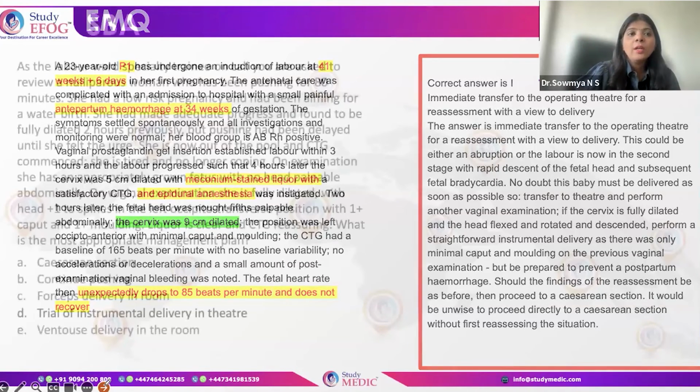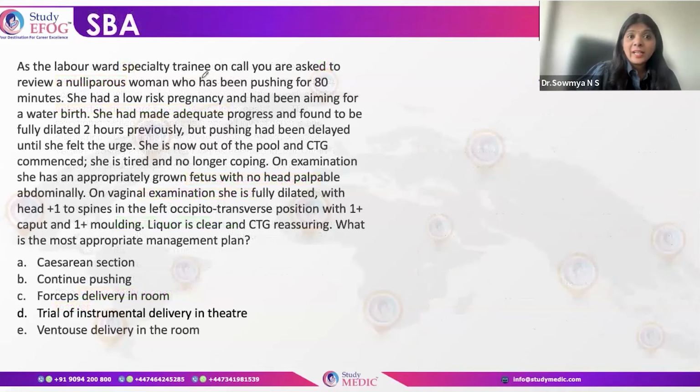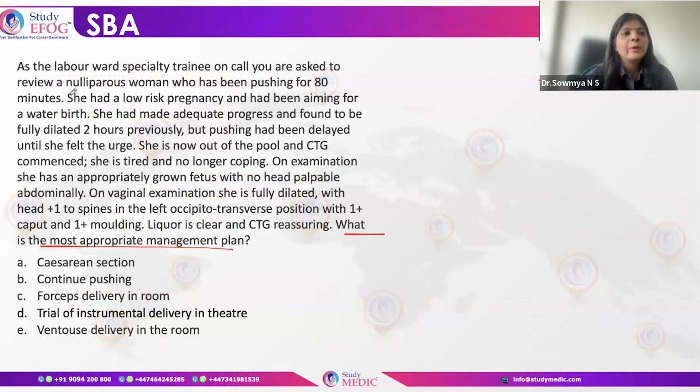Fantastic. So let's move on. Again, here, when I have this big question, this is a single best answer. Whenever I have a big scenario, I always start with the lead-in: what is the most appropriate management plan? Okay. The patient here, I'm the specialty trainee, is a nulliparous woman pushing for 80 minutes. That's around 1 hour 20 minutes.